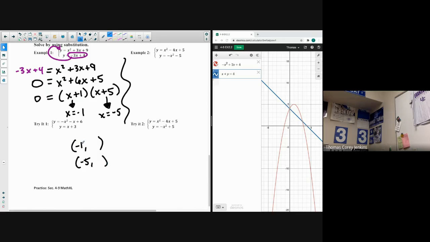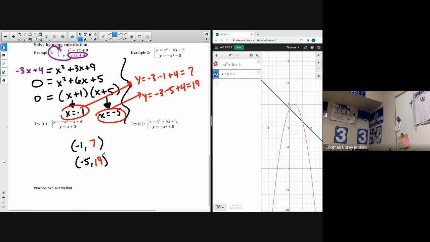Okay, so I always recommend sub into both, but just for brevity to kind of go a little bit quicker, I'm just going to sub into my linear equation. So we'd have y equals negative 3 times negative 1 plus 4. That'd be 3 plus 4 is 7. So negative 1 goes to 7, and negative 5 goes to what? Y equals negative 3 times negative 5 plus 4. So 15 plus 4 would be 19.